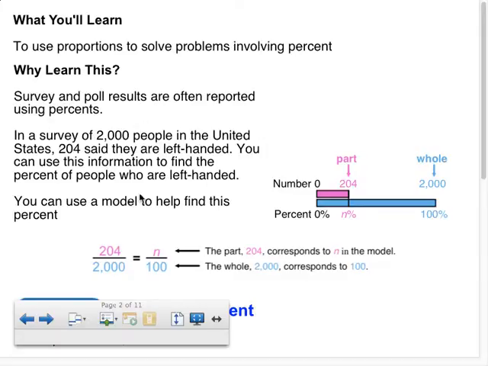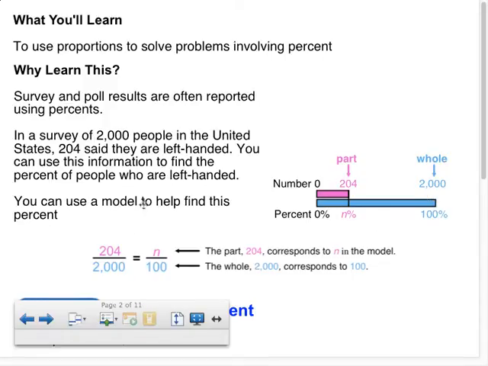Okay. Well, they did the same thing in this example. They surveyed 2,000 people in the United States, and 204 people said they are left-handed. You can use this information to find the percent of people who are left-handed. So take a look at this model. This is what's in the textbook, and it gives us a bar graph, right? So this bar, tilted sideways, all the way is 100%, part way up. We don't know what that percentage is. Here's the part, 204. If it was all the way over here, it'd be at 100%, it'd be 2,000. So this is part of the whole.